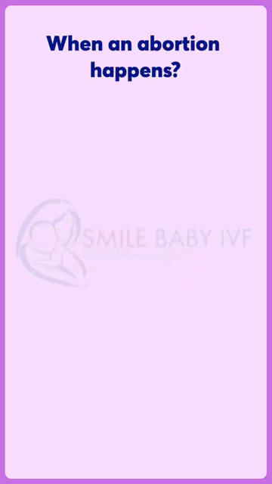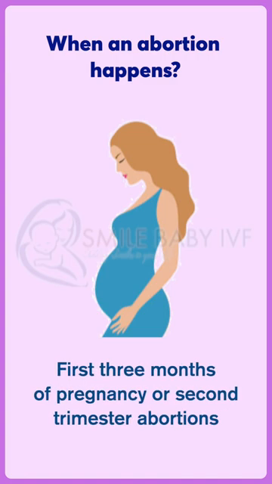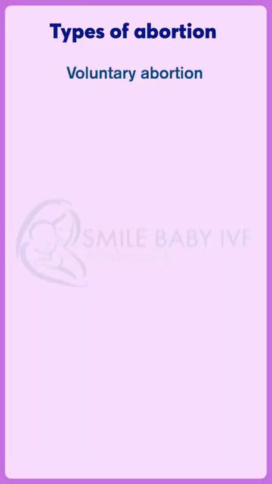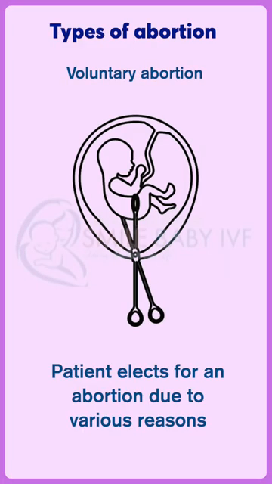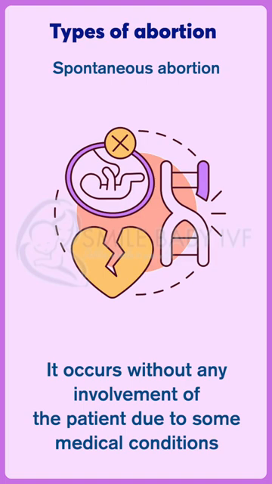So when an abortion happens, it can be either first trimester abortion, that is when it happens within the first 3 months of pregnancy, or second trimester abortions, that is between the 3rd to 7th month of pregnancy. Abortions in India may be voluntary, that is you may ask for an abortion and have an abortion for various reasons, or it can also be spontaneous. Without any involvement of the patient, due to some medical conditions, the abortion might happen spontaneously.